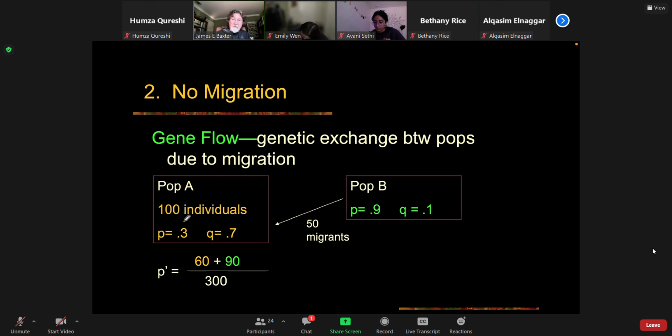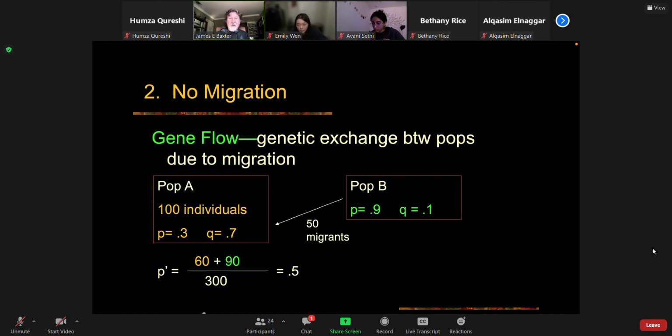60 of the alleles already exist in population A, and in population B, we're bringing in 90. We now have 150 individuals, each of which has 2 alleles. Therefore, the total number of alleles is 300. And when we work this out, P now is 0.5. It has increased due to gene flow.